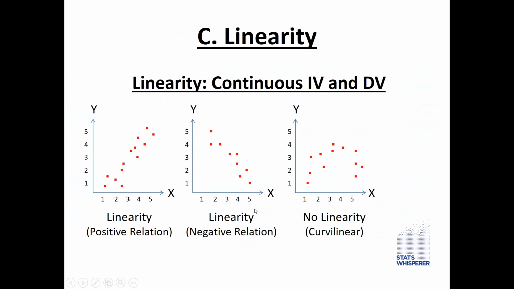Then the next is the negative relation, right? So the highest scores here, say if this was income, the highest scores of income, and this was happiness, have low happiness, right? So it's a negative relationship. Then the higher scores of happiness have the lowest scores of income. So positive and negative linear relationships, and you can see it even makes a line, are fine. The trouble is if it's curvilinear, so it starts going one way, then goes another, that's not appropriate for linear regression.